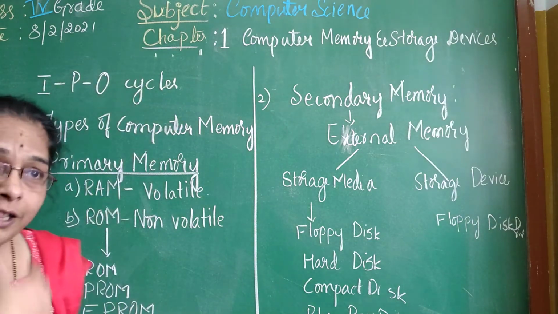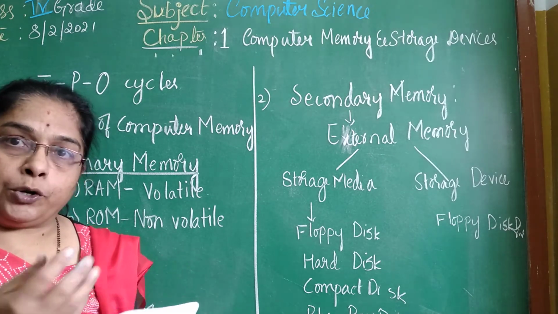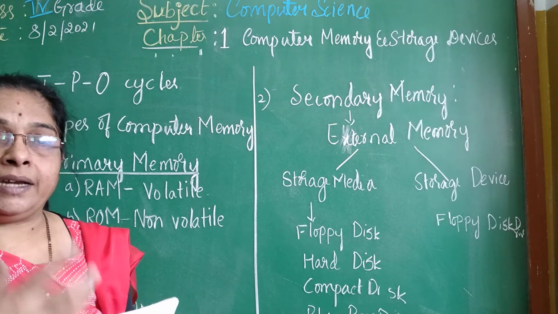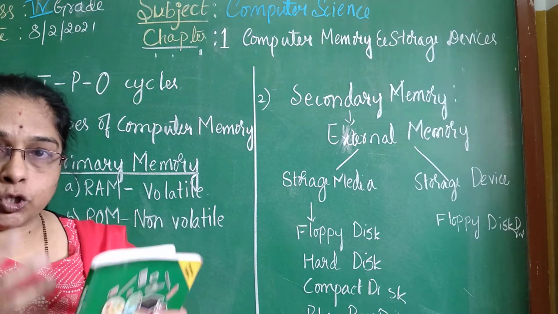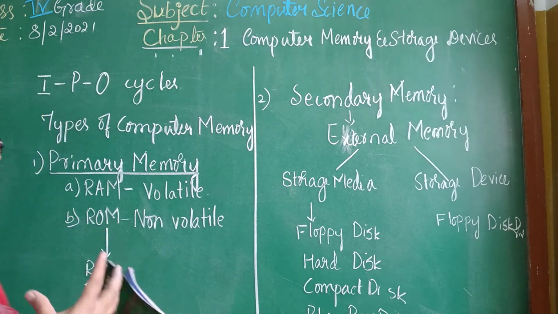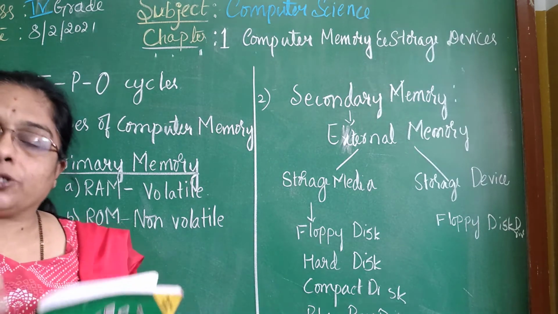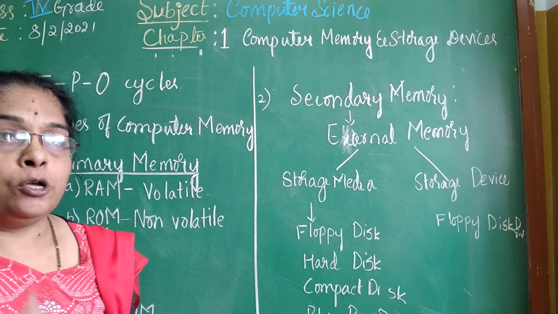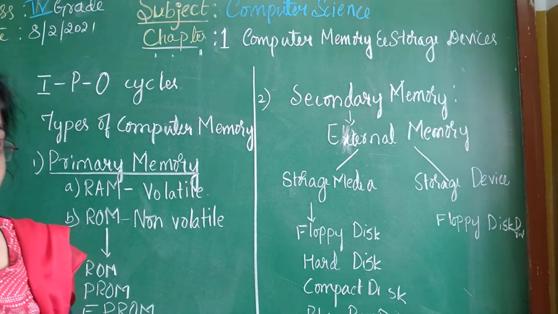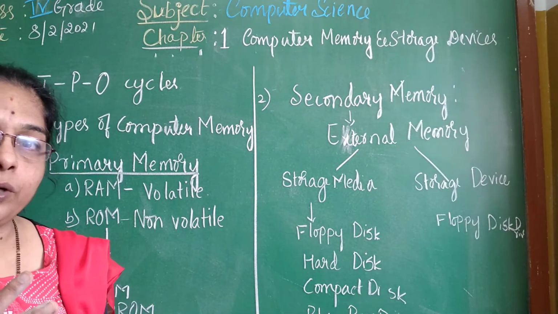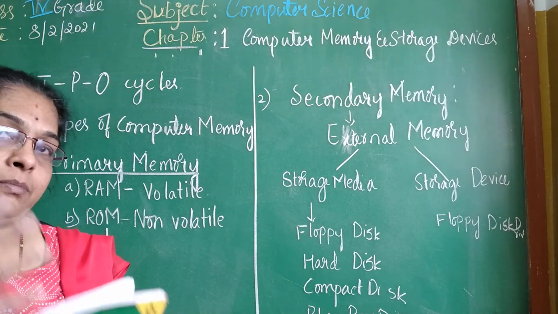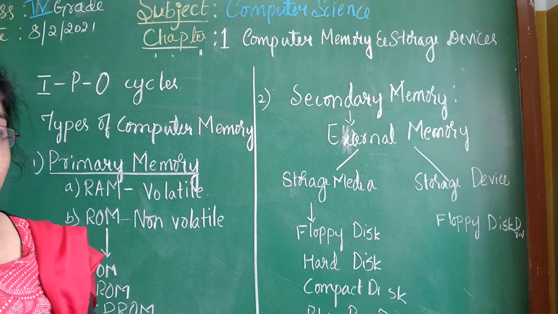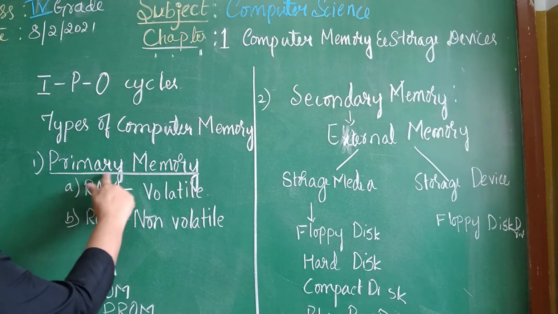So for all these things, whatever input we put, whatever process happens, whatever output we get, it needs some space, storage, memory and some media to store the data, whatever data we feed into the computer. So in this chapter, we are going to learn about the memory of the computer and other storage devices which are attached to the computer. Let us, children, first learn the primary memory.